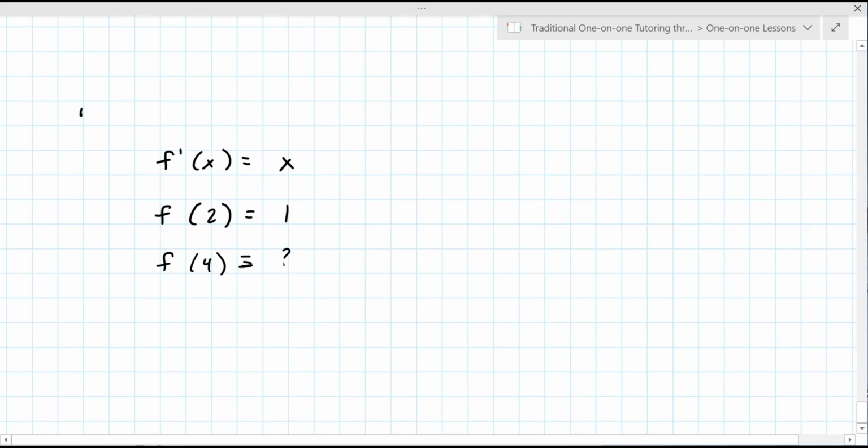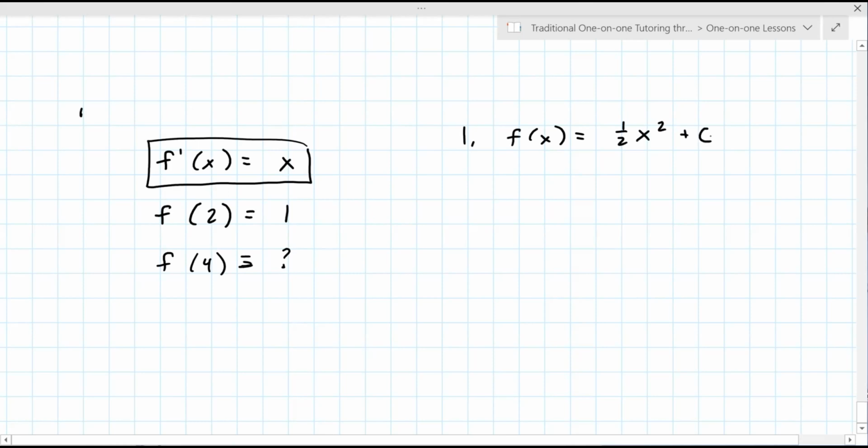There's two ways of doing this problem. The first way is to determine the antiderivative of this. The antiderivative is 1/2 x squared plus c. This is an initial condition right here, and it allows us to find c. So 1 equals 1/2 times 2 squared plus c. Then 1 equals half of 4, so 2, plus c, so c equals -1. So f of x equals 1/2 x squared minus 1.